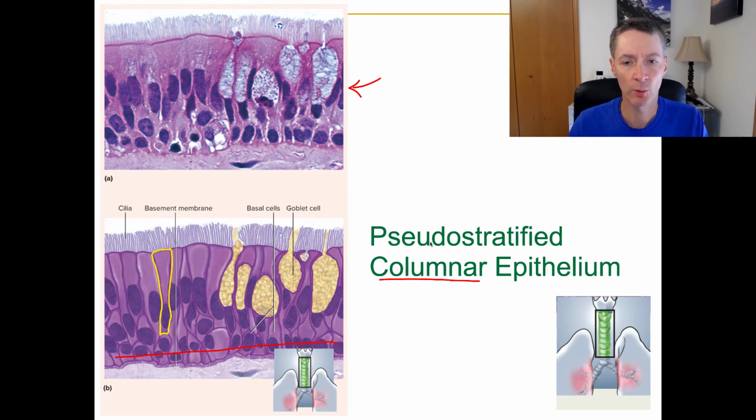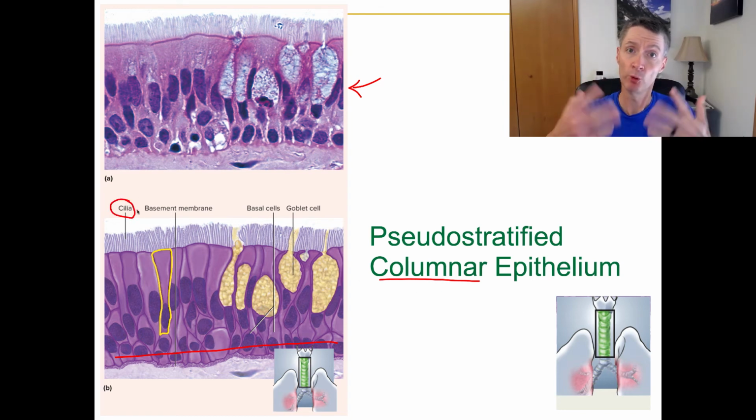Okay, so this is a unique one, pseudostratified. Key place for this is the trachea. We have a lot of these in the trachea with cilia that are actually those cell extensions that move. In this case, they're moving mucus always upwards. It's like an escalator for mucus, keeping that mucus out of our respiratory tract.